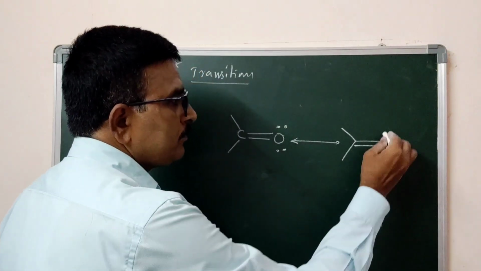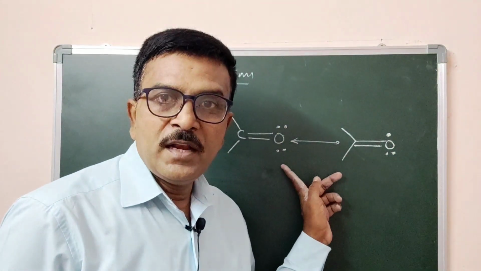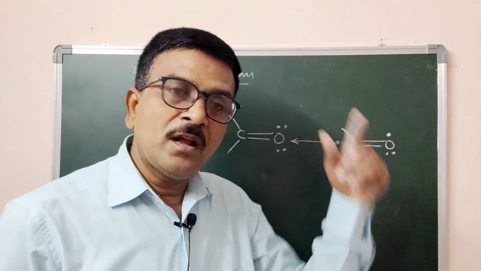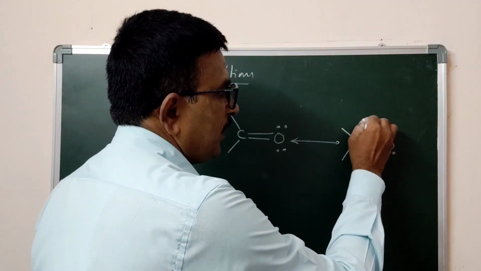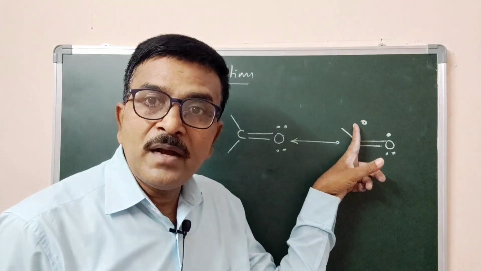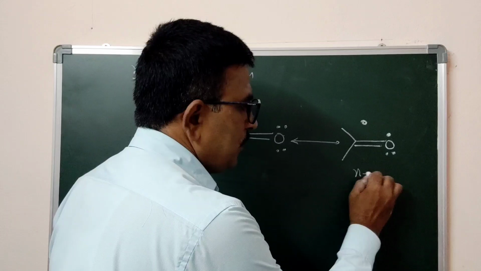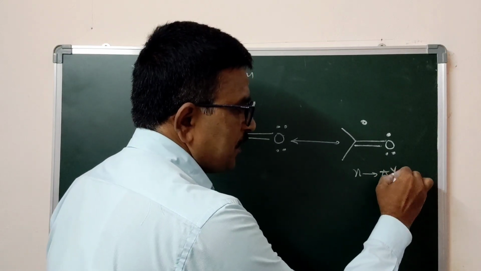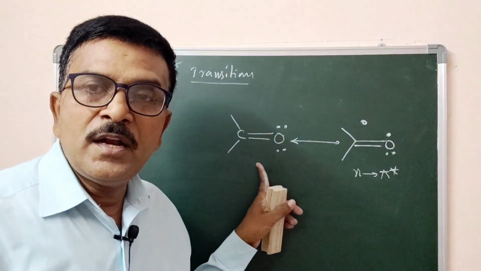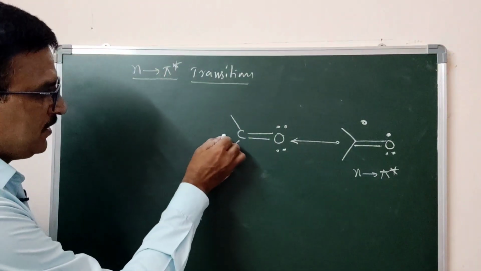you see, there are two pairs of non-bonding electrons. From one pair, one electron is shifted to where? Pi star orbital. We can show here one non-bonding electron is shifted to the pi anti-bonding molecular orbital. Therefore it is n to pi star transition. It also contains a pi electron, therefore it undergoes pi to pi star transition like this.